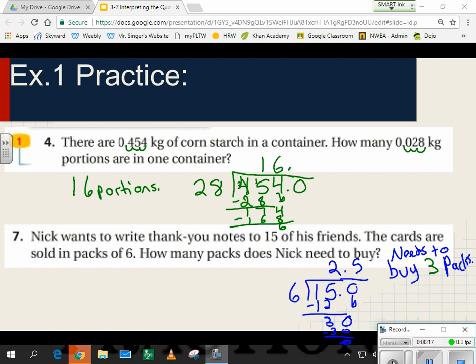All right, for this one, you probably saw that Nick is going to have to buy 3 packs of thank you cards. Because when you start dividing it, you see that 6 goes into 15 twice, and you're going to end up with a little remainder. You end up only getting 2.5 containers.